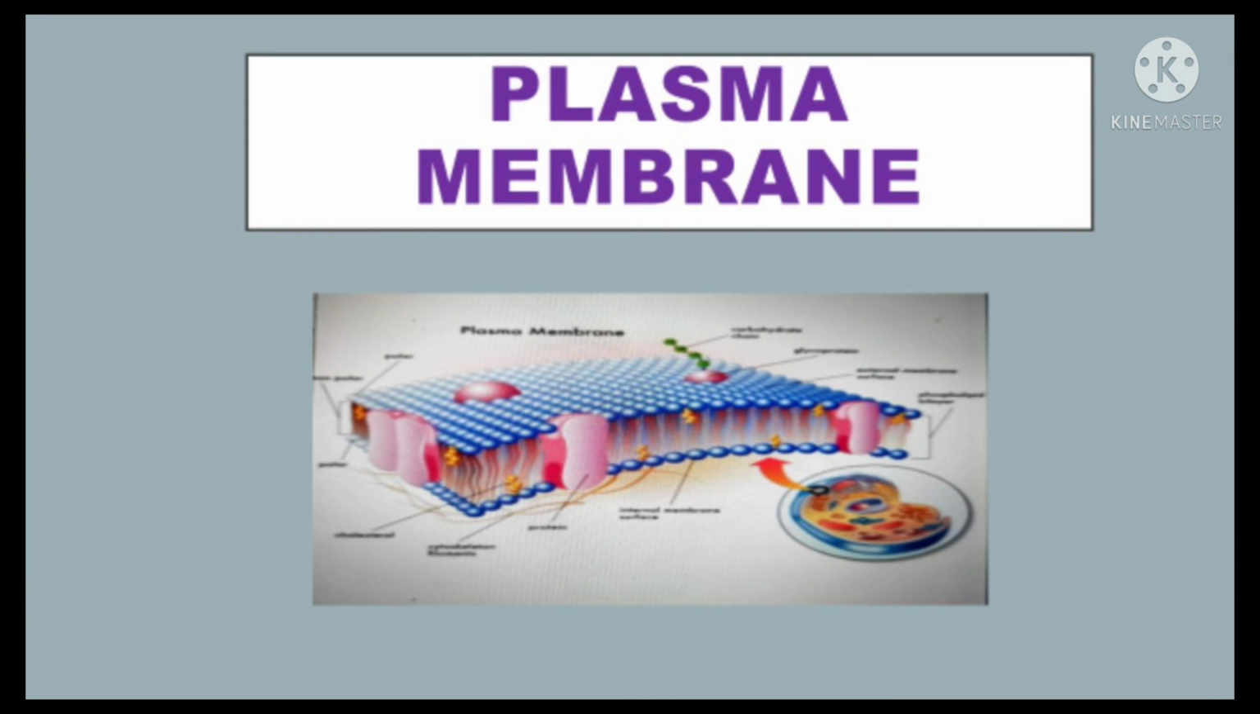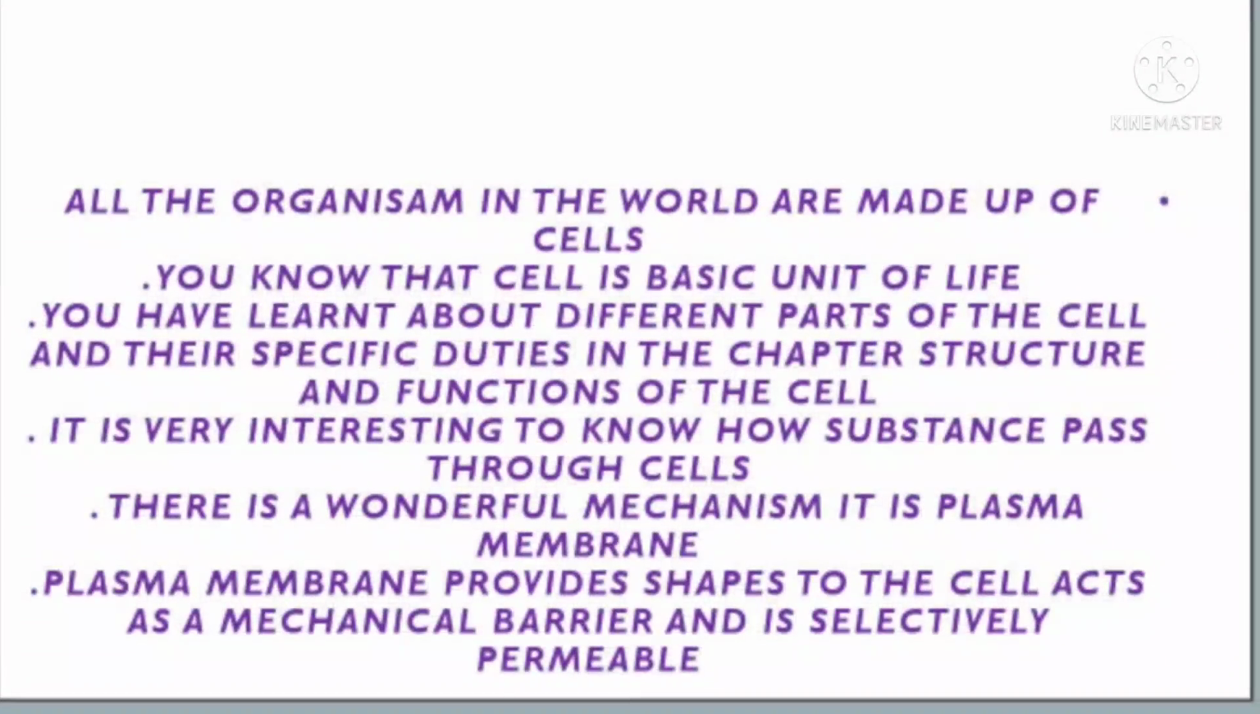Today, I am going to discuss the topic plasma membrane. All the organisms in the world are made up of cells. You know that the cell is the basic unit of life. You have learned about different parts of the cell and their specific duties in the chapter Structure and Functional Unit of Cell. The plasma membrane provides shape to the cell, acts as a mechanical barrier, and is selectively permeable.